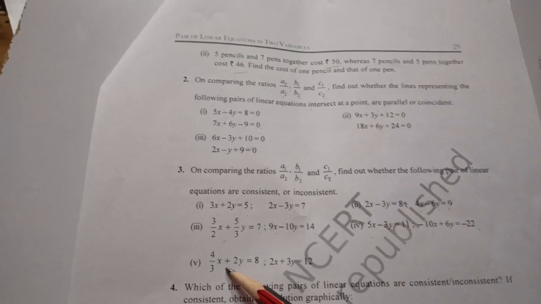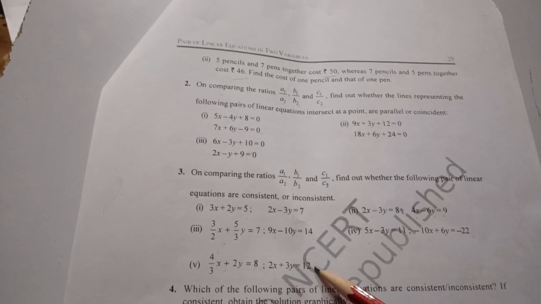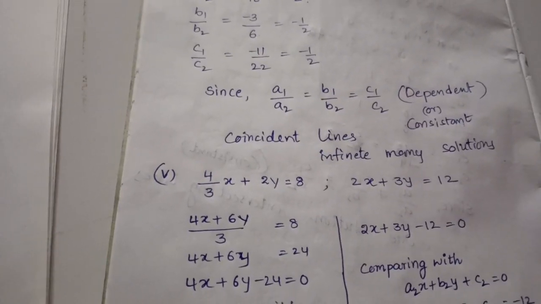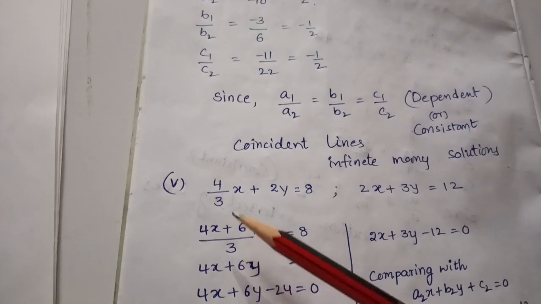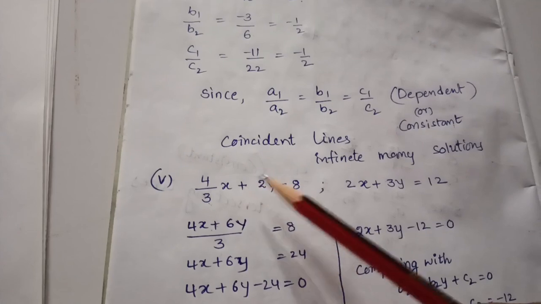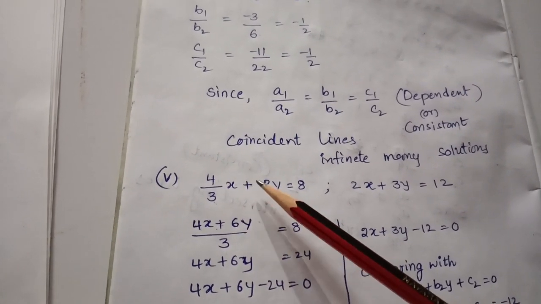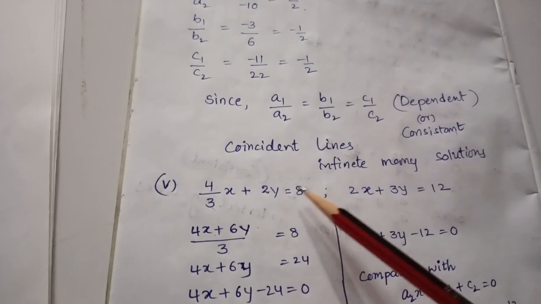Next, fifth one, 4 by 3x plus 2y equals 8, 2x plus 3y equals 12. Here, with the fraction, the LCM is 3. 4x, plus 3 2s are 6y. So totally 4x plus 6y by 3 equals 8.